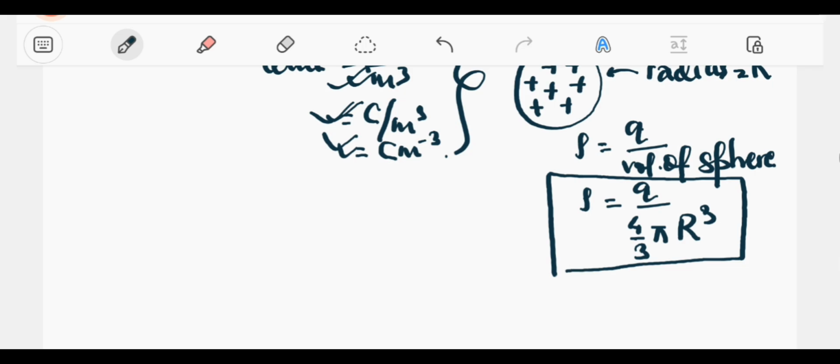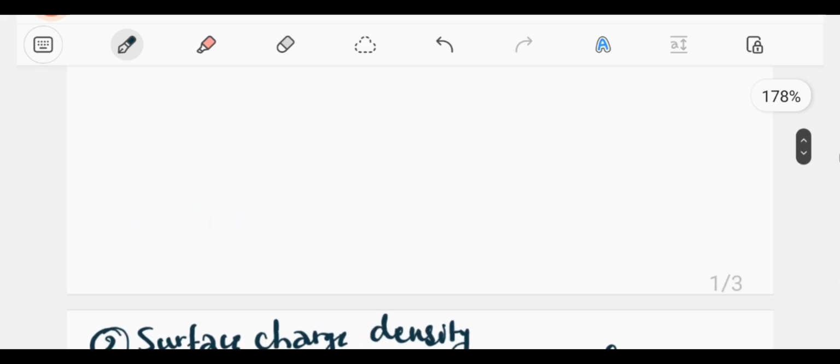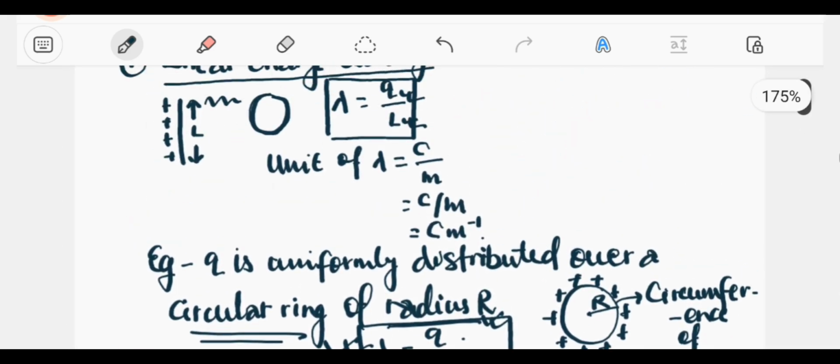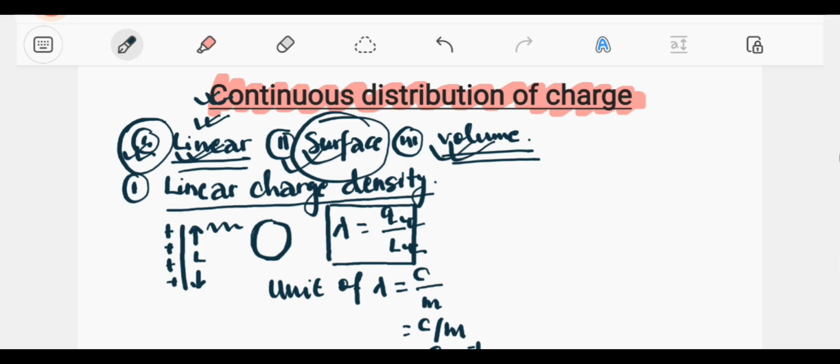So this is how we have discussed the uniform charge density, or the continuous distribution of charge. In this video we have discussed three different distributions of charge. In the first case we took the one-dimensional, the linear one, then the two-dimensional surface, and the three-dimensional, the volumetric charge distribution.